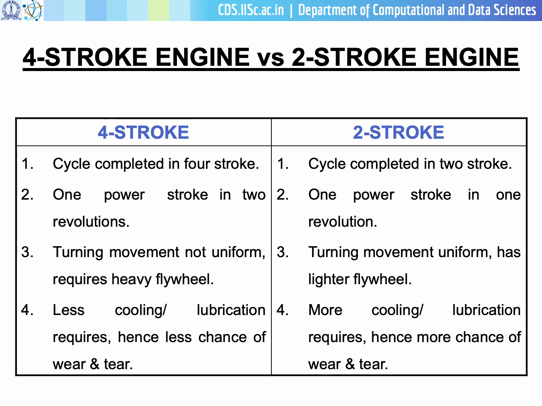In a four-stroke engine, the turning movement is not uniform, and therefore it requires a heavy flywheel, whereas in a two-stroke engine, the turning movement is uniform and therefore requires a lighter flywheel. In a four-stroke engine, less cooling and lubrication is required, and therefore it has less chance of wear and tear, whereas in a two-stroke engine, more cooling and lubrication is required, and therefore there are more chances of wear and tear.